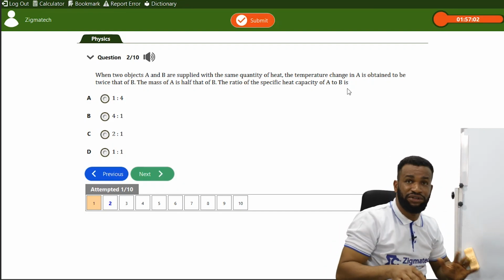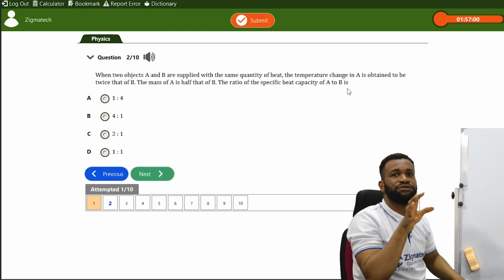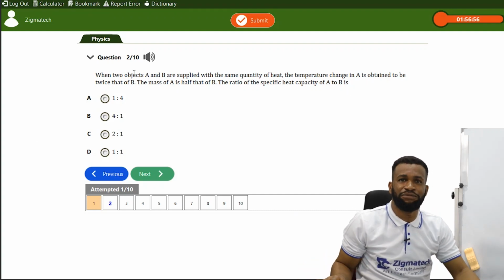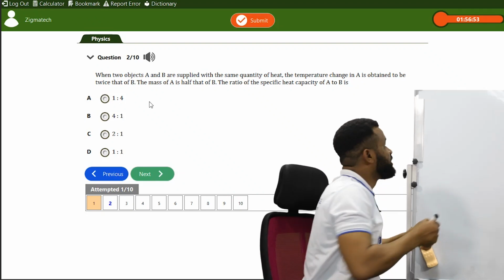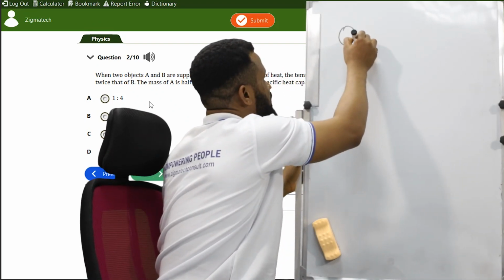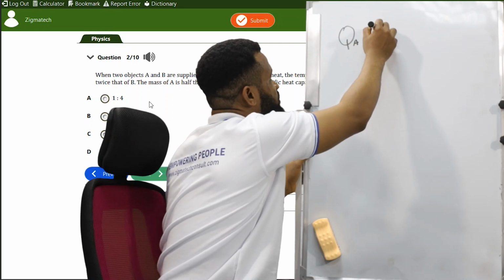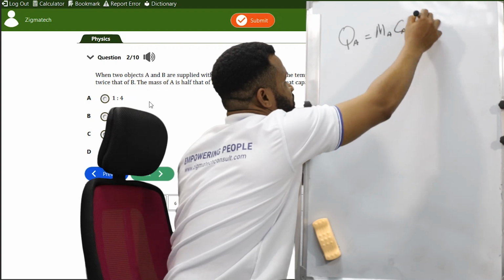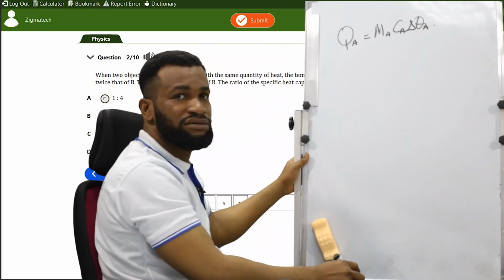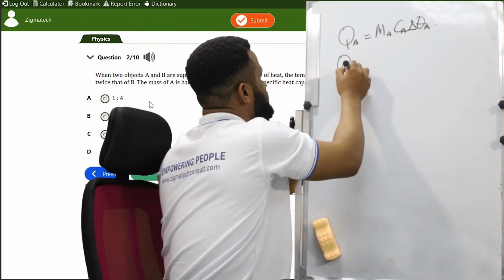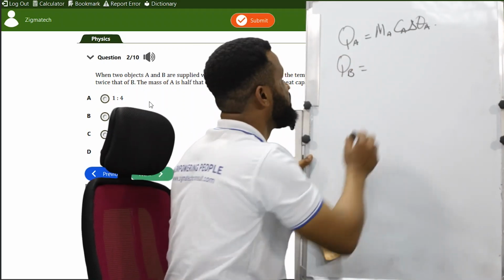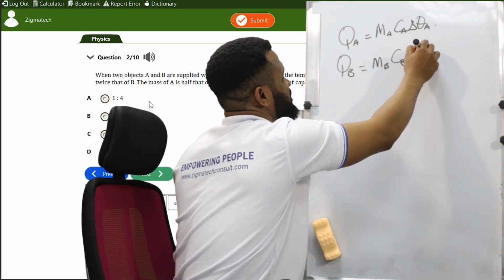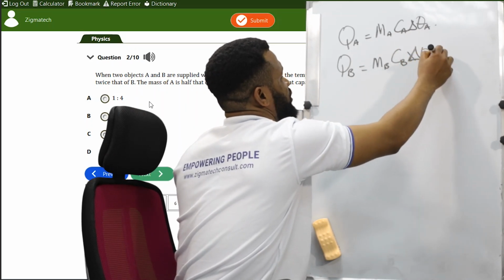Now, one thing you have to do is simple. We have to stick to the principle. No matter how big the question seems to be, I'm going to write the quantity of heat for A, which is going to be mass of A, specific capacity of A, and change in temperature of A. That's the first one. Then I'm going to have quantity of heat of B, which is mass of B, specific capacity of B, times change in temperature of B.